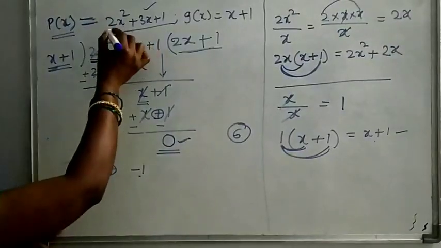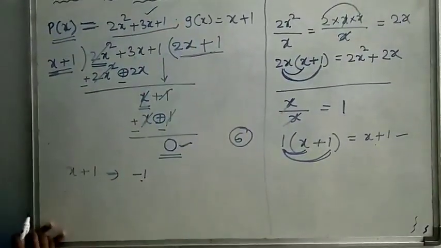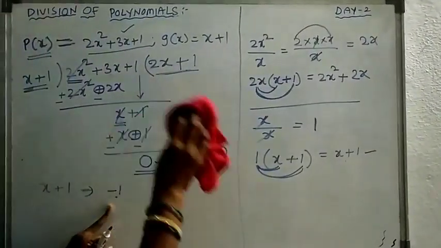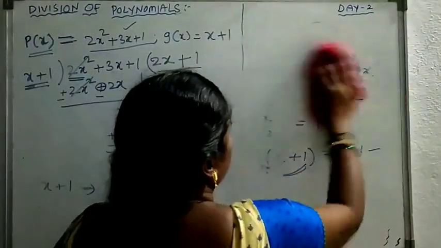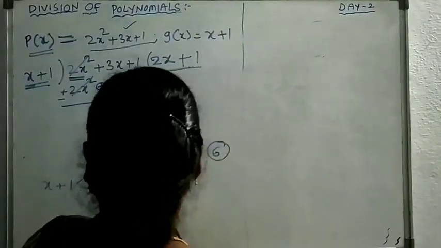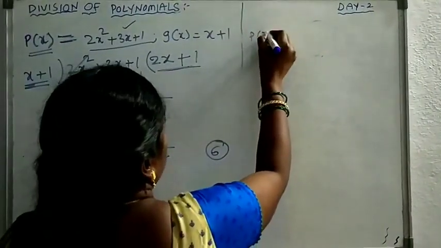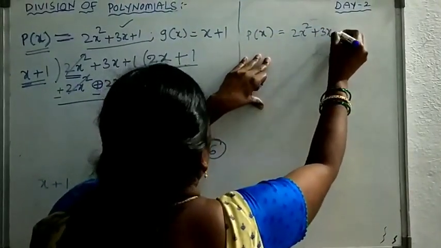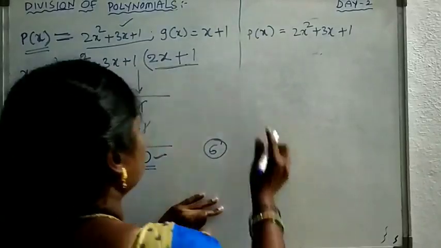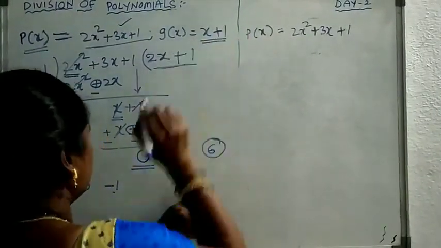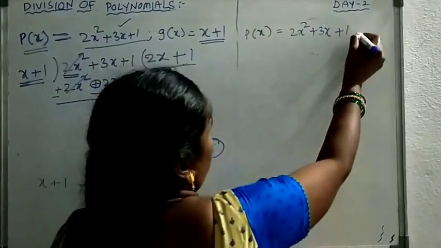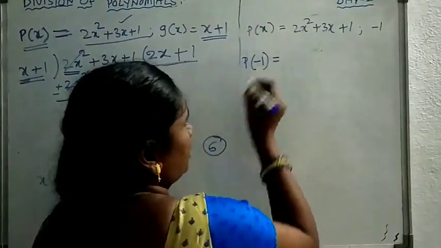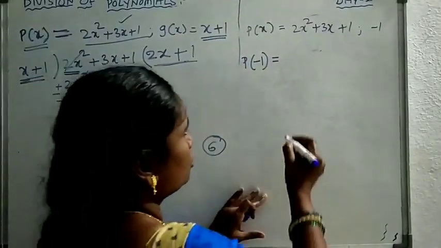P of x is equal to 2x square plus 3x plus 1. Now, we will substitute this 0 in the given polynomial. We will check what will come. P of x is equal to 2x square plus 3x plus 1. And we have to divide with x plus 1. 0 of this x plus 1 is minus 1. Therefore, we will find the value of P of minus 1. You all know, children, how to do this.